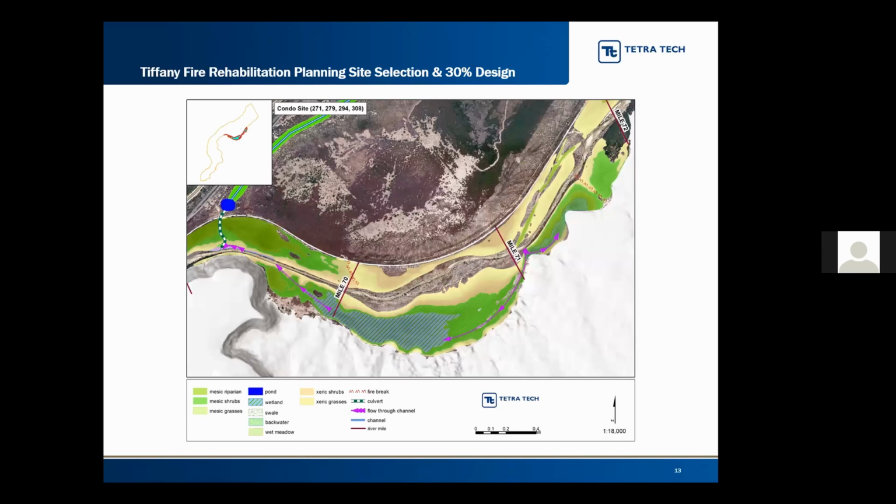And similarly, we took this other site, this is known as the Condo Site. It's a really cool site. It's previously a wetland and riparian area. It did have flycatcher breeding and nesting in the early 2000s. It's undergone a lot of drying just as a result of persistent drought and some changes in the channel bed elevation of the river.